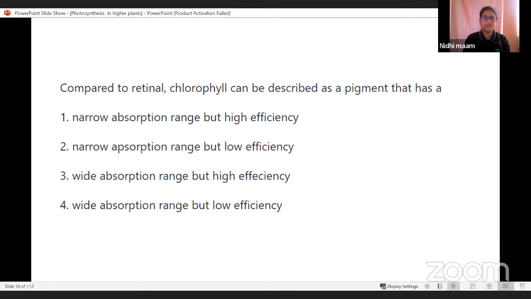Next question. Compared to retinal, chlorophyll can be described as a pigment that has a narrow absorption range but high efficiency, narrow absorption range but low efficiency, wide absorption range but high efficiency, wide absorption range but low efficiency. How can you describe the pigment chlorophyll compared to retinal? Yes, Chaitanya and Shradap Tolagi are active on YouTube. Be fast, YouTube students.